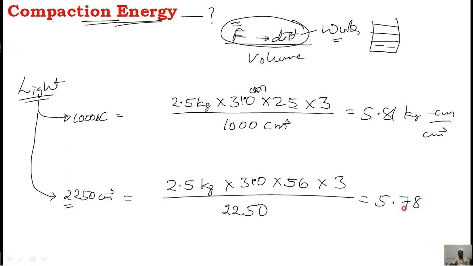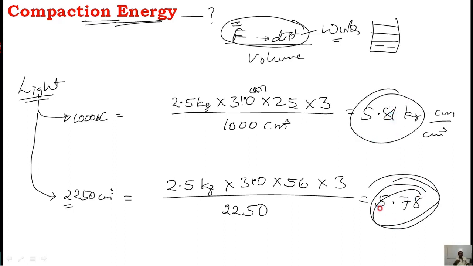5.8 and 5.78, see, both are almost the same. Means what? Whether you use the 1000 cm³ or the 2250 cm³ mold, you are putting the same energy to the soil. Once again, whether you use the 1000 cm³ mold or the 2250 cm³ mold, you use 25 blows or 56 blows correspondingly, but you are putting the same energy to the soil in light compaction.